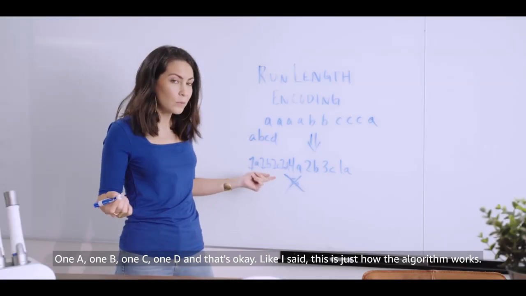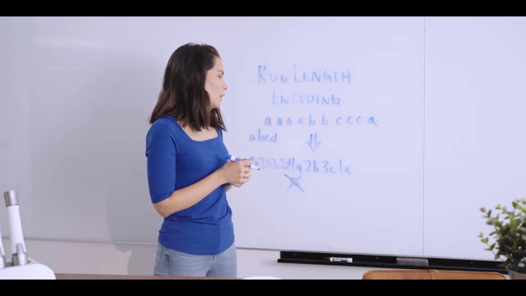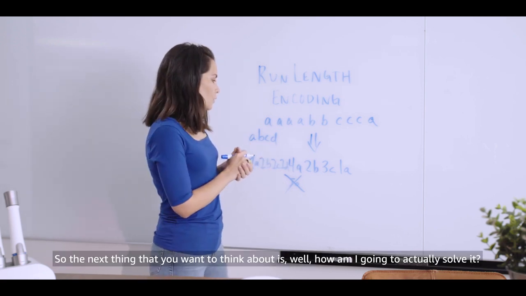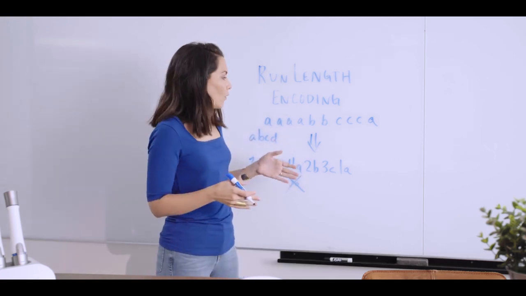1A, 1B, 1C, 1D. And that's okay. Like I said, this is just how the algorithm works. So now we're kind of teasing out the edges of this problem. So the next thing that you want to think about is, well, how am I going to actually solve it?